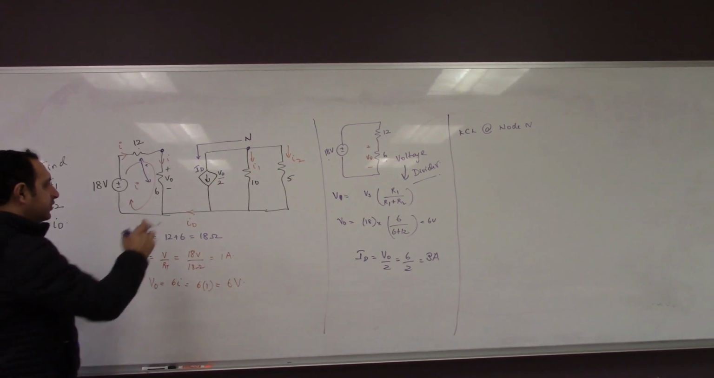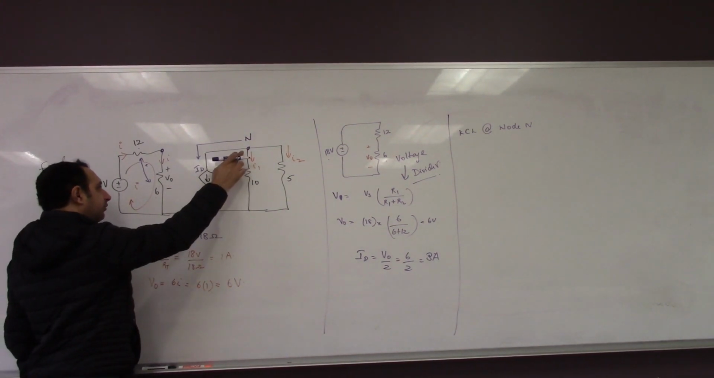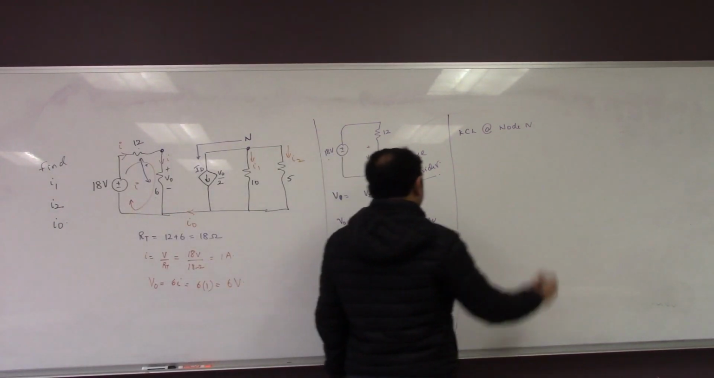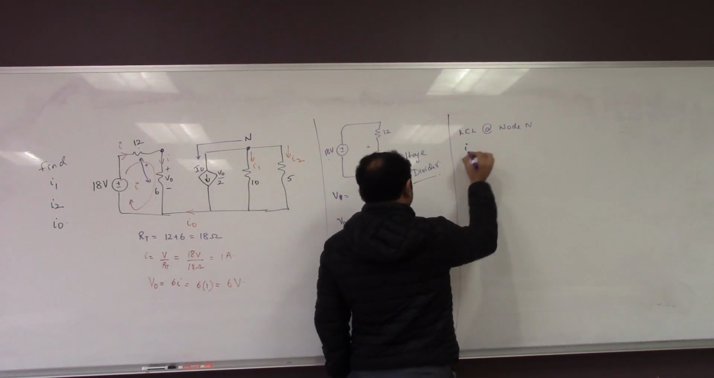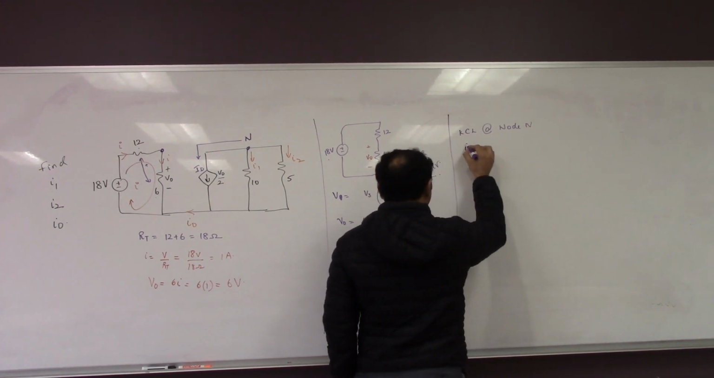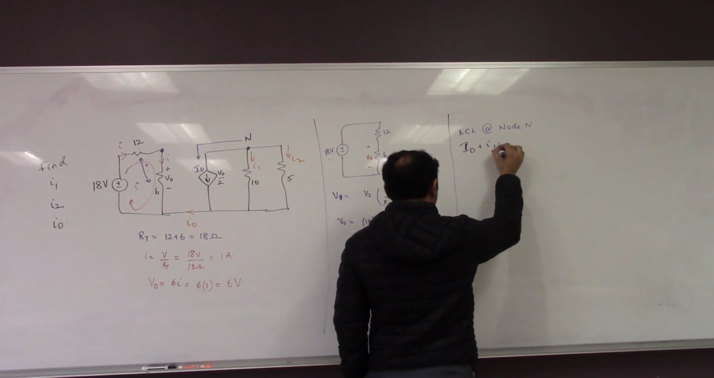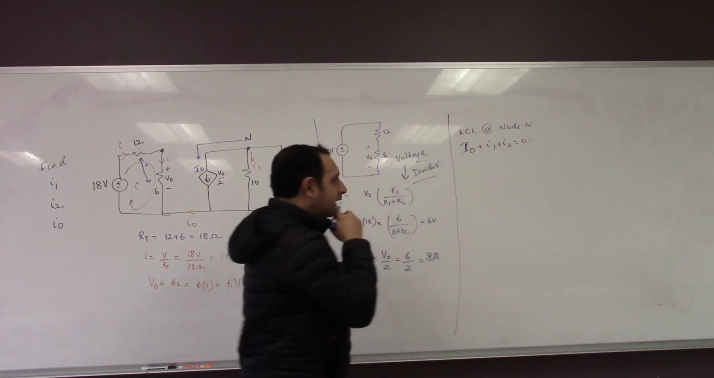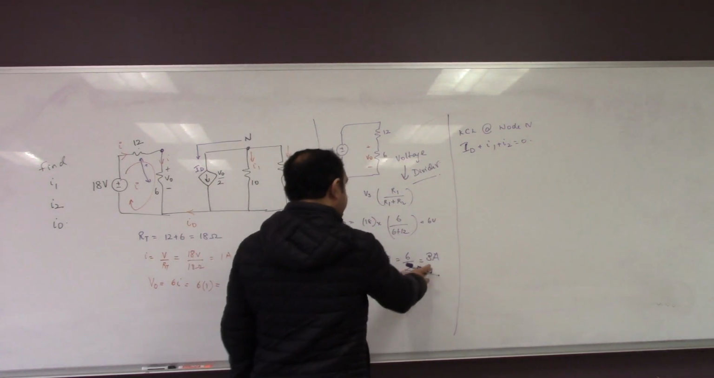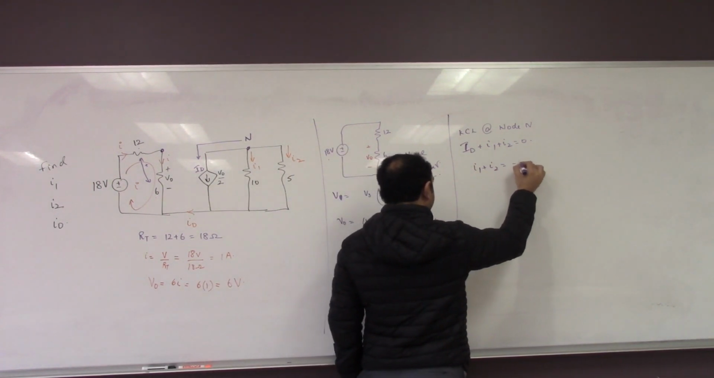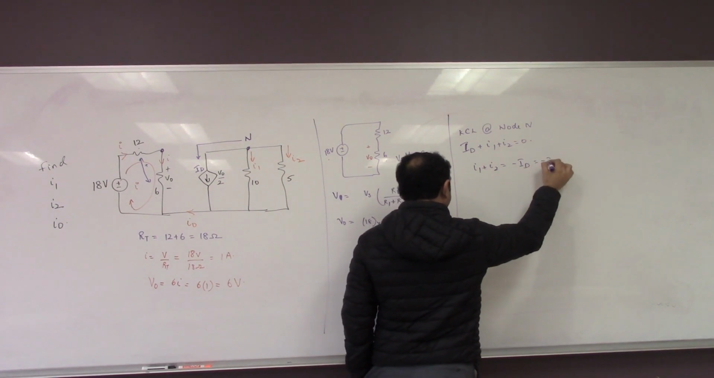If this current is actually flowing downwards, it should come from this node like this. Since all the currents are leaving the node, I can write ID plus I1 plus I2 is equal to 0. We don't know I1 and I2, but we know ID. ID is 3 amps. So I1 plus I2 should be equal to negative ID, which is equal to negative 3 amps.